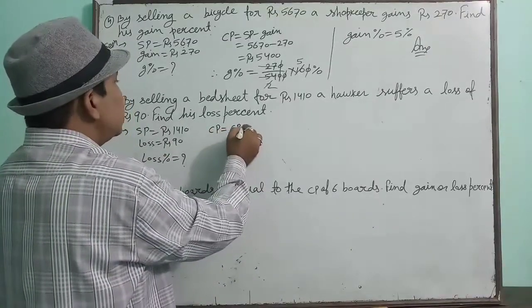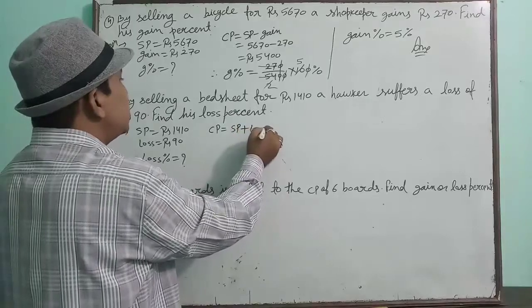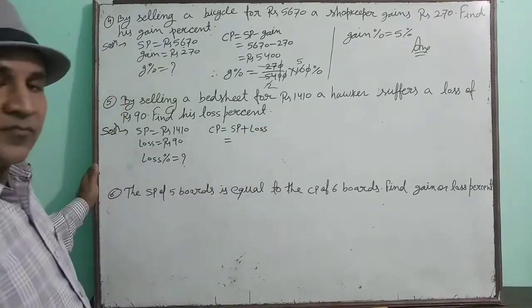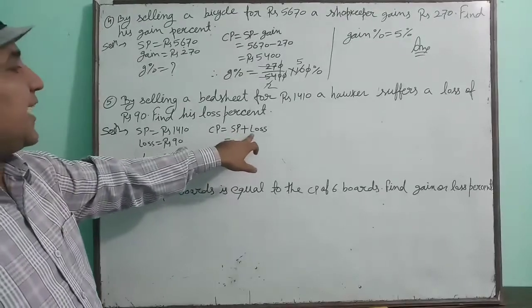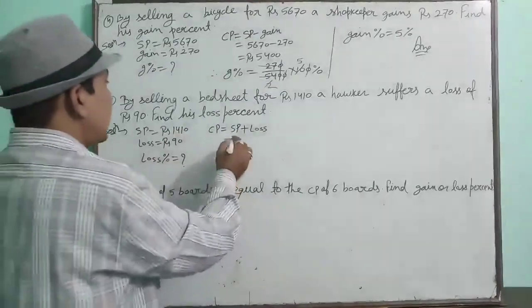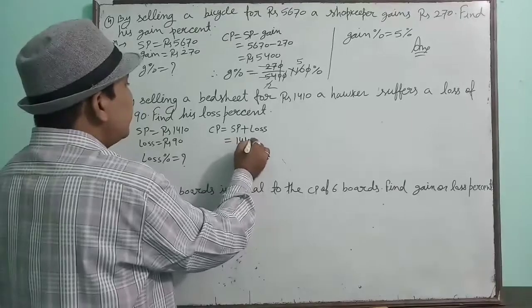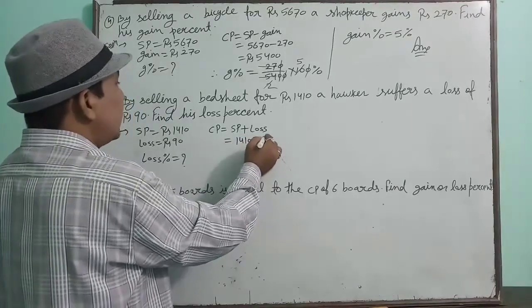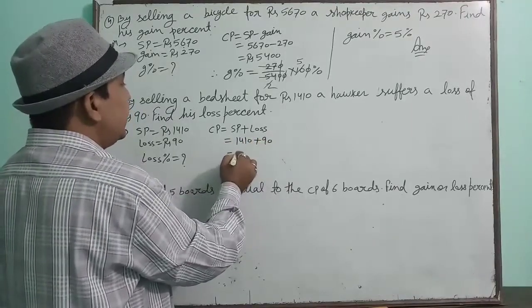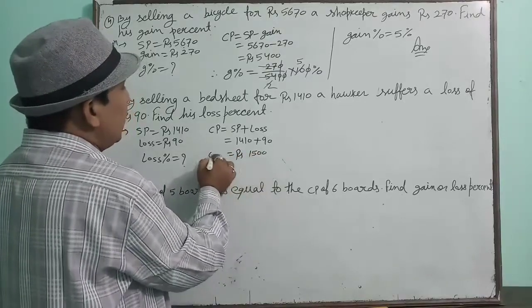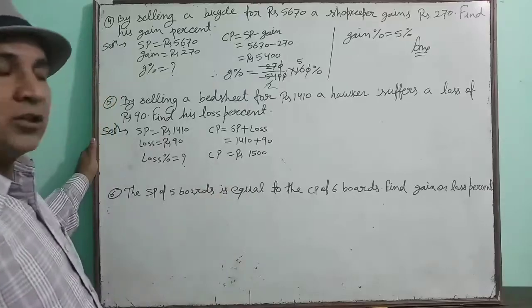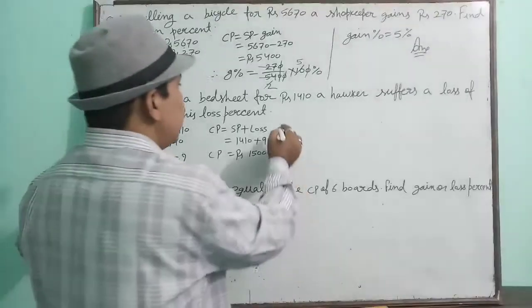Cost price is equal to selling price plus loss. Yes children, cost price will be equal to selling price plus loss. So from here, selling price is 1,410 and loss is 90. That means the cost price is rupees 1500. Now we can find the loss percent.